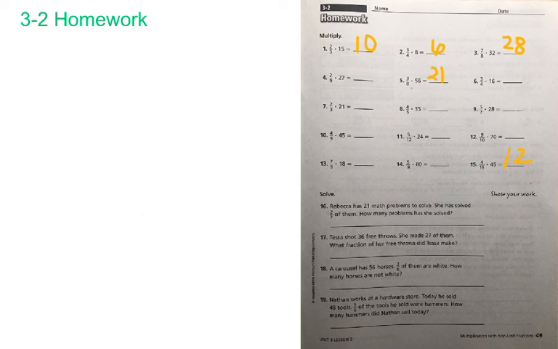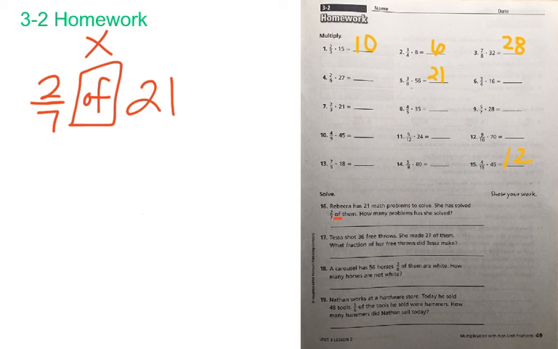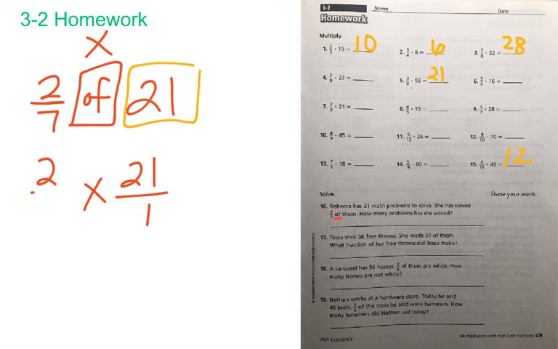Well, we see that word of, everybody, and we've been practicing that over and over again. So we have 2/7 of, and the number of math problems are 21. So 2/7 of 21. Remember, when we see of, we know that that means times, just like we've been practicing over and over again. We need to look at our whole number and write it as a fraction, and 21 written as a fraction is 21 over 1. And of means multiply, and we have 2/7.